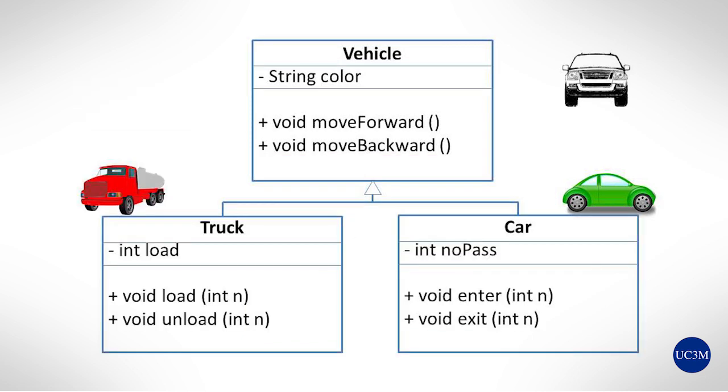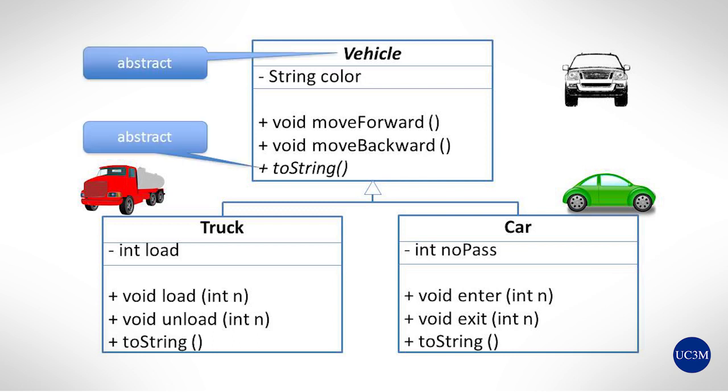Of course, we can have several classes derived from the same class. Here we see an example of the representation in the class diagram. Truck and car are both subclasses of vehicle. Now, if something, a class or a method, is abstract, we write it in italics. Look here at the abstract class vehicle and the abstract method toString.